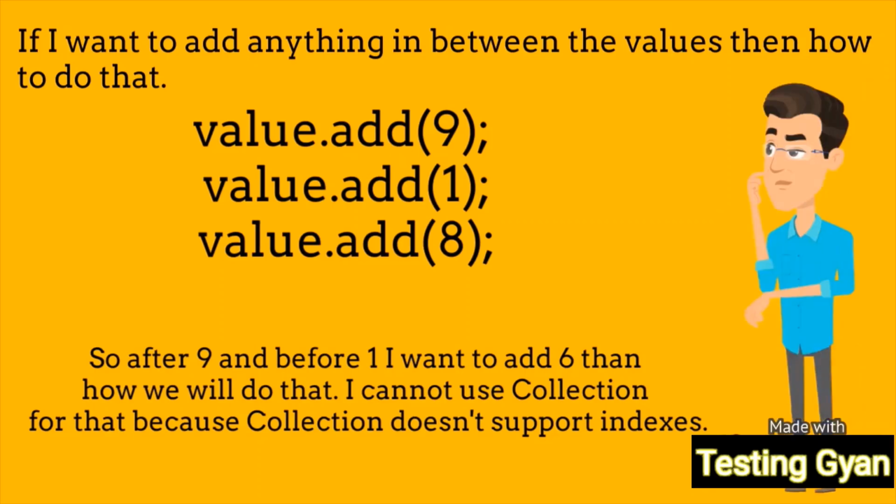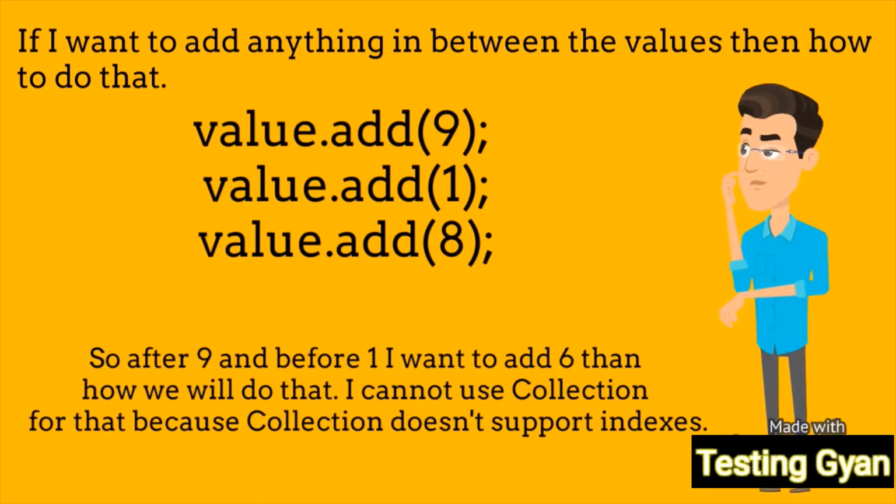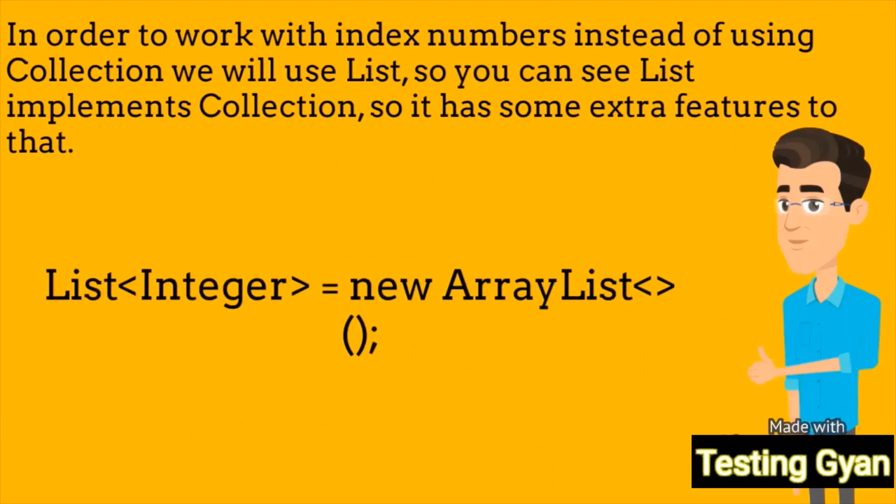Now next part is, if I want to add anything in between these values, so I want to add something after 9 and before 1. Let's say I want to add 6 after 9 and before 1, then how will I do that? For that I cannot use Collection, because Collection doesn't support indexes, right? So in order to work with index number, instead of Collection we'll use List. As you can see that List implements Collection, so it has some extra features to that. List works with index number. So here is the syntax of List.